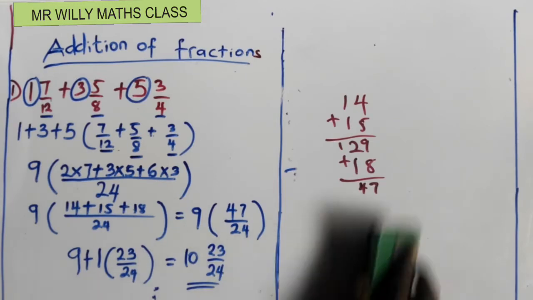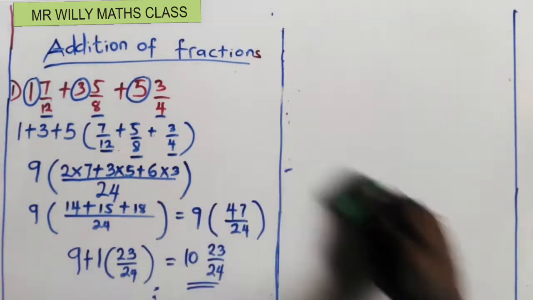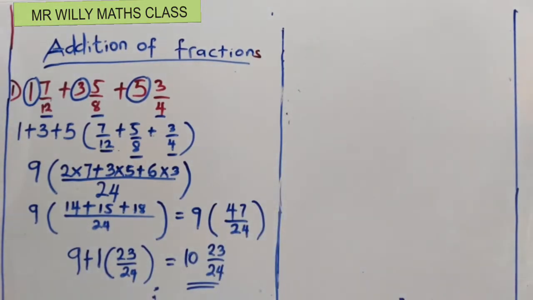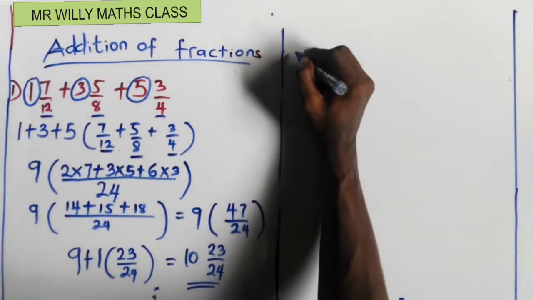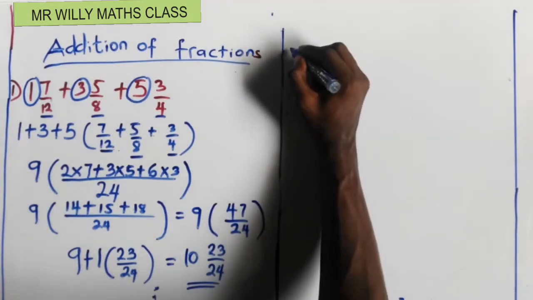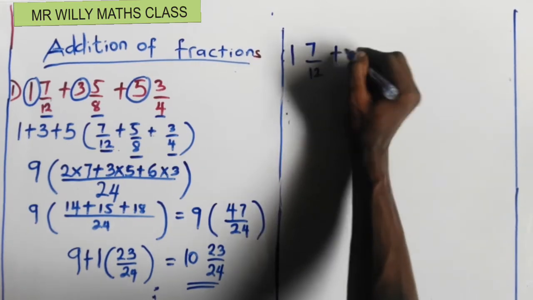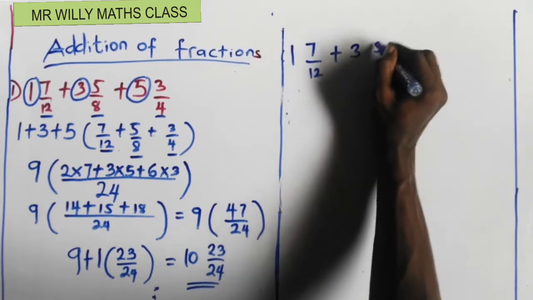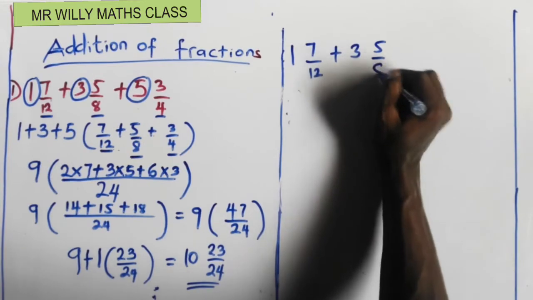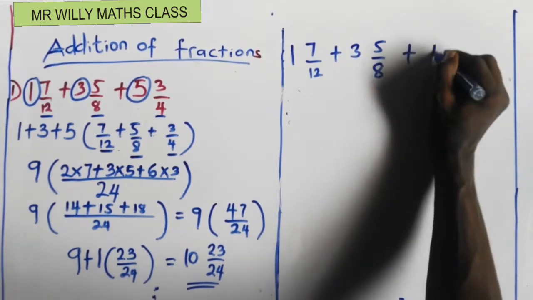Let's assume that you decide to use the other method. Now, how do you use the other method to add your fractions together? Let's assume that we are still solving the same fraction, but we want to use another method now. You are given 1 whole number 7 over 12 plus 3 whole number 5 over 8 plus 5 whole number 3 over 4.